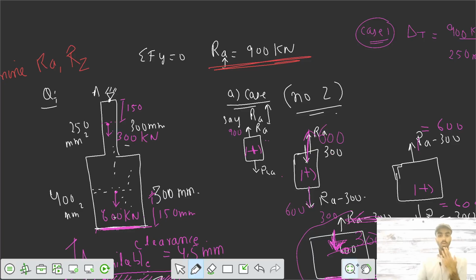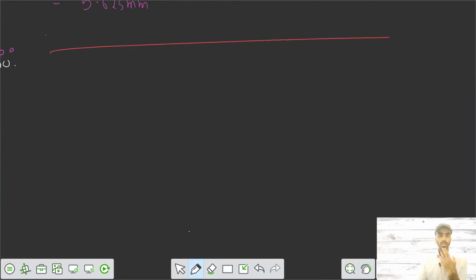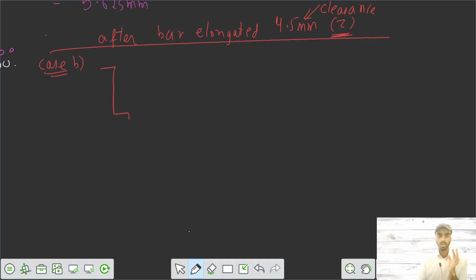Now our compatibility says, see, after the bar has elongated, after the bar elongated 4.5 mm, that is your gap clearance. After it reached the clearance, there was a support Z, so the bar became fixed now. So the configuration looks like this one, case B. Actually, it was this way.